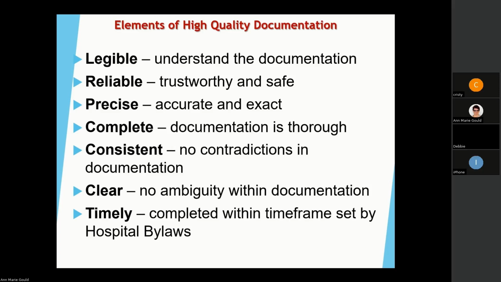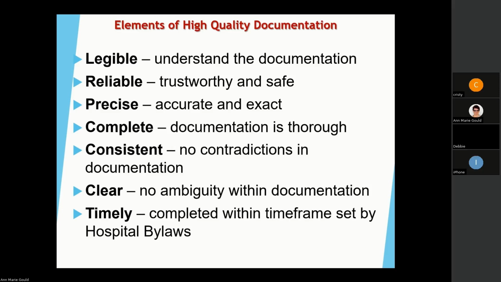The one thing I always see is cardiologists saying, no, it's a type 2 MI, and then the attending is writing, no, it's only demand ischemia. So you have to clarify that because that's a contradiction in the documentation. It's clear. There's no ambiguity within the documentation, and it's timely. It's completed within the time frame set by the hospital bylaws.